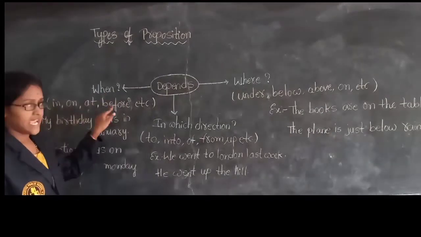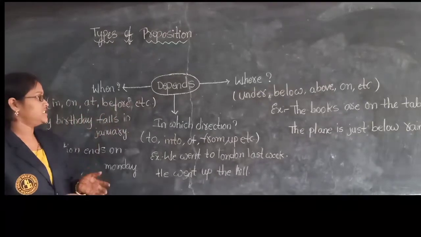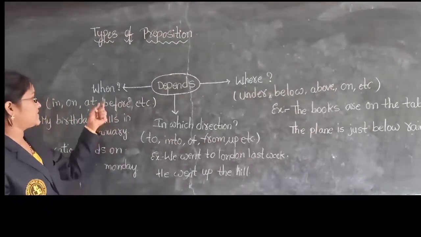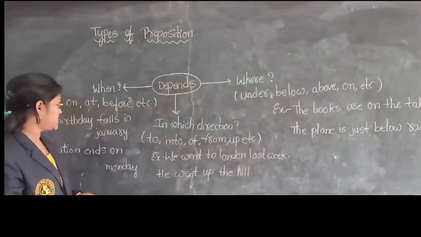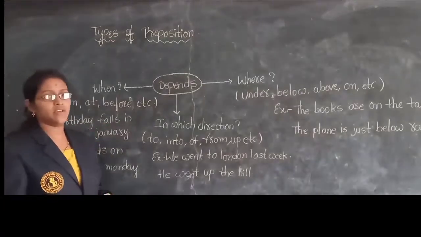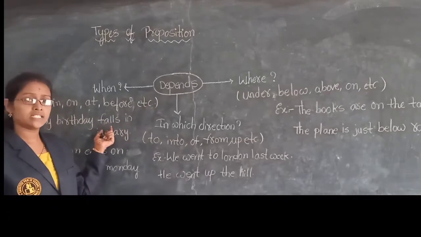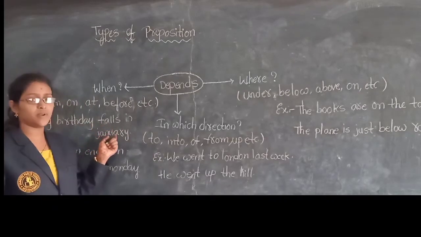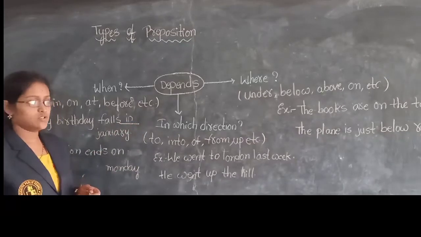These are some words which come under the when. When means it points out the time. See the sentences. My birthday falls in January. It tells us about the time. In this sentence, which is the preposition? In is the preposition.